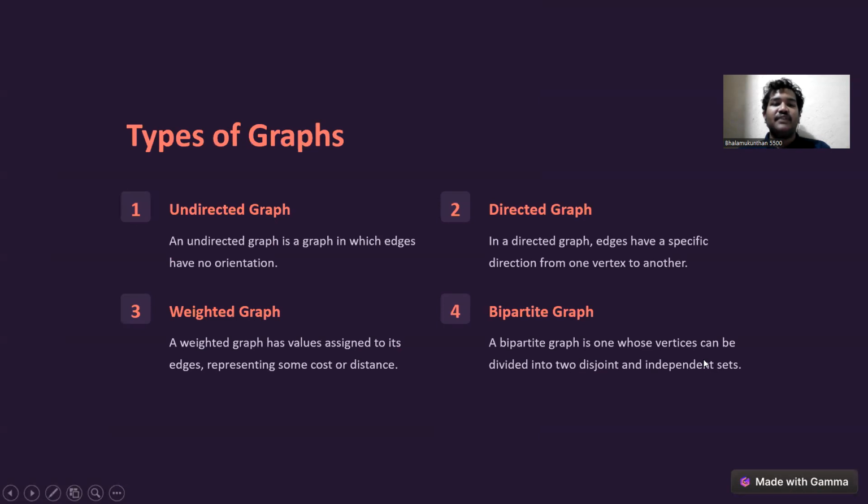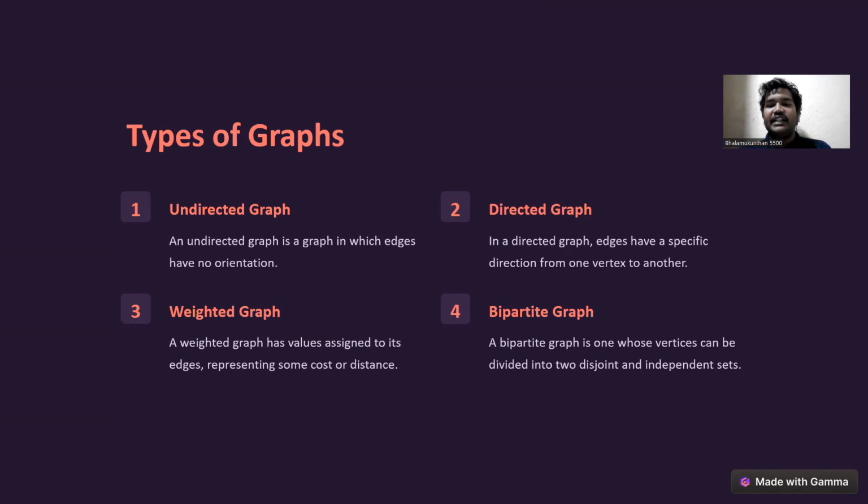There are four types of graphs: undirected, directed, weighted, and bipartite graphs. Undirected graph. An undirected graph is a graph in which edges have no orientations. Directed graph. In a directed graph, edges have a specific direction from one vertex to another. Weighted graph. A weighted graph has values assigned to its edges representing some cost or distance. A weighted graph can be undirected or directed.